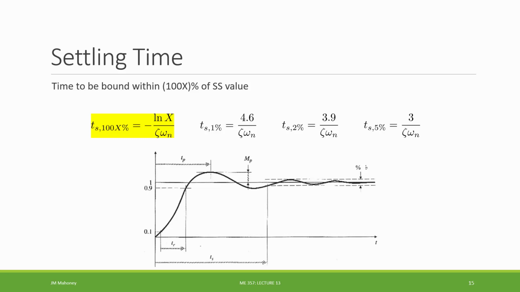So what the settling time tells us is how long it is before the value of our function never exceeds plus or minus X% of the steady state value. So if we want to know the 5% settling time, that's how long it takes before the oscillations never go above 5% more than the steady state value, nor go below minus 5% of the steady state value.